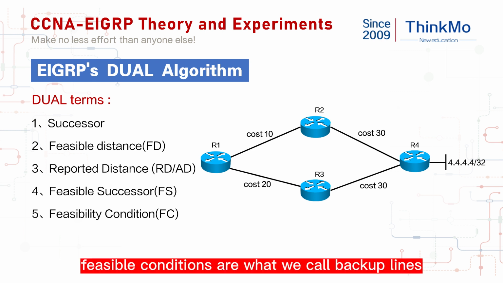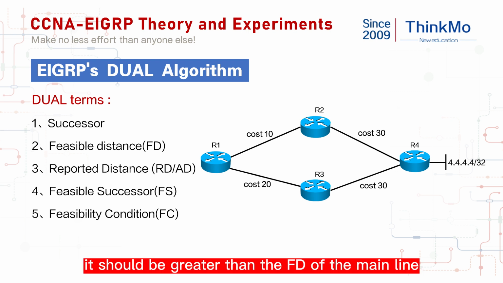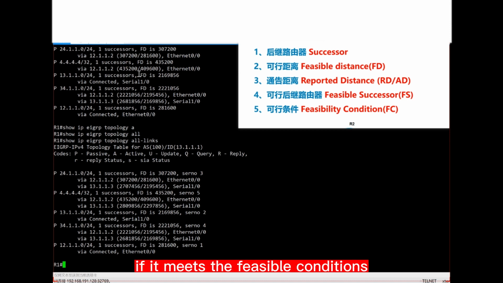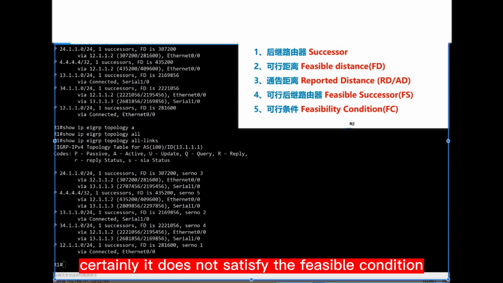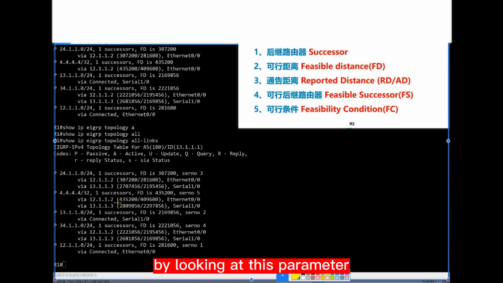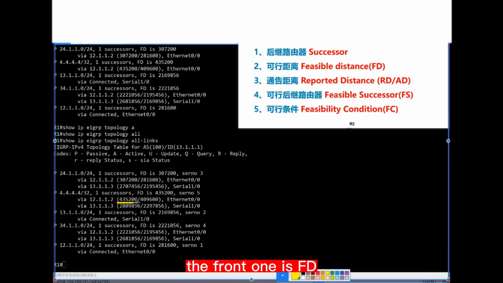Feasible conditions are what we call backup lines. The AD, the advertised distance, should be smaller than the FD of the main line. Then it will appear in the topology table if it meets the feasible conditions. It doesn't show up now. Certainly it does not satisfy the feasible condition. We judge whether it satisfies the feasible condition by looking at this parameter. Everyone please pay attention. Now there are two parameters in each parenthesis. The front one is FD. The latter is AD.